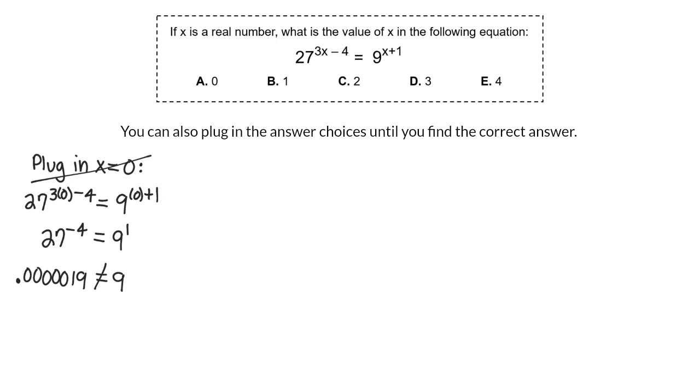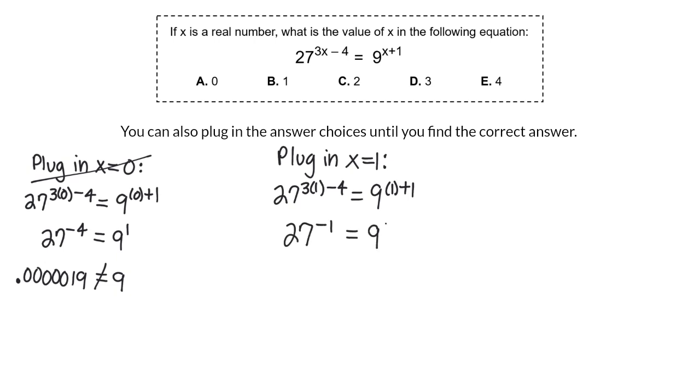Now let's try x equals 1. We're going to plug in x equals 1. You're going to end up with 27 to the 3 times 1 minus 4, and that has to equal 9 to the 1 plus 1. That's going to give us 27 to the negative 1, equaling 9 to the second. 27 to the negative 1 is 0.037. 9 to the second is 81. They're obviously not the same, so we know x equals 1 doesn't work.